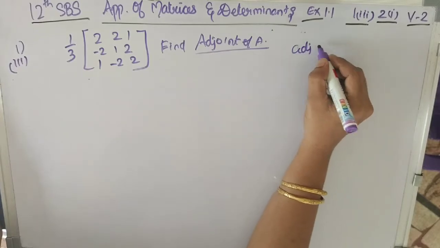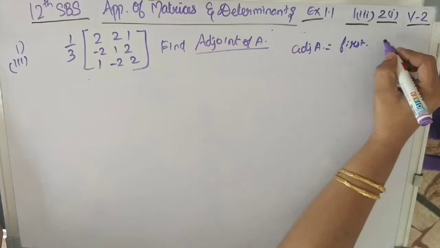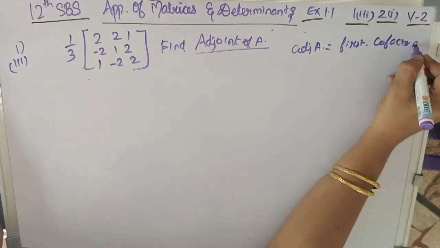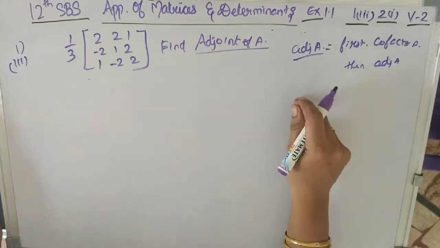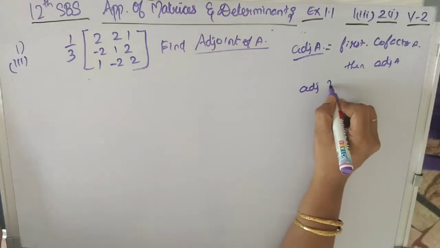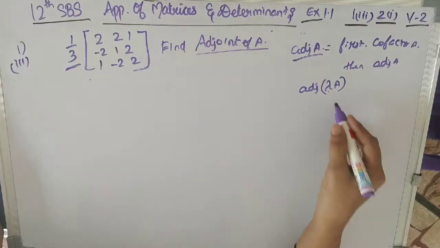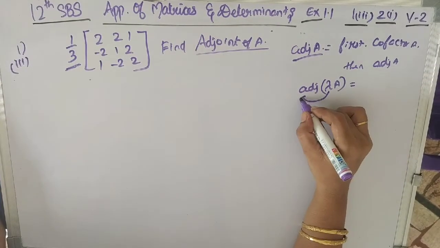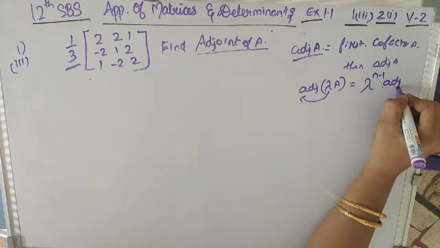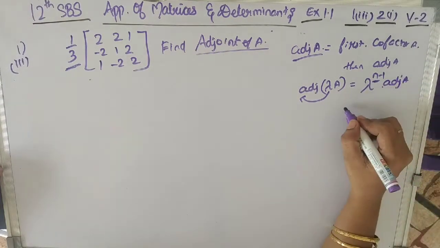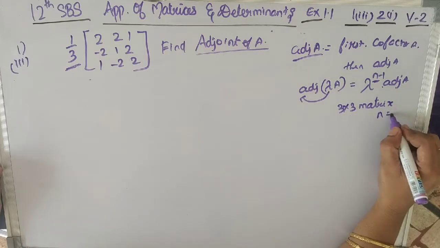How to find it? First we have to find the cofactor. If we want to find the adjoint of A, first we have to find the cofactor of A. Then we can calculate the adjoint of A. We know how to find the adjoint of A, but what is the adjoint of lambda A? Here 1/3 is the lambda in the question. For this we take lambda out, so it is lambda power n minus 1 into adjoint A. This is a theorem: adjoint of lambda A is equal to lambda power n minus 1 into adjoint A.